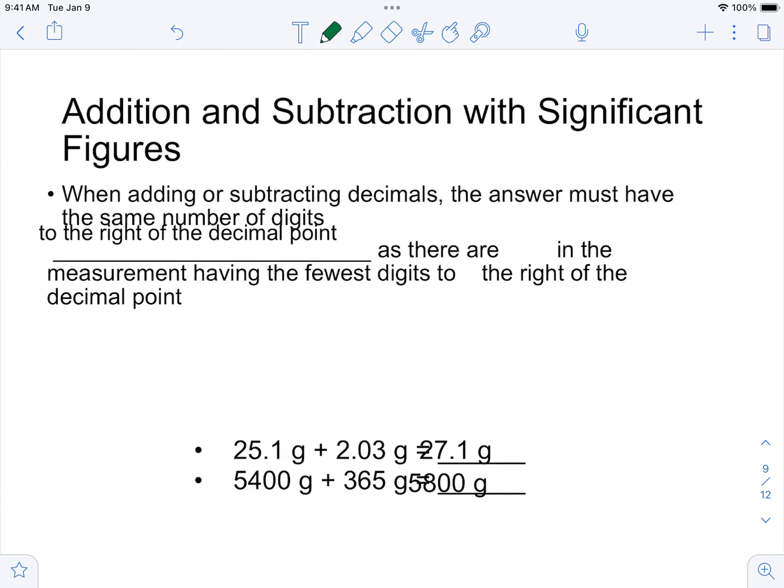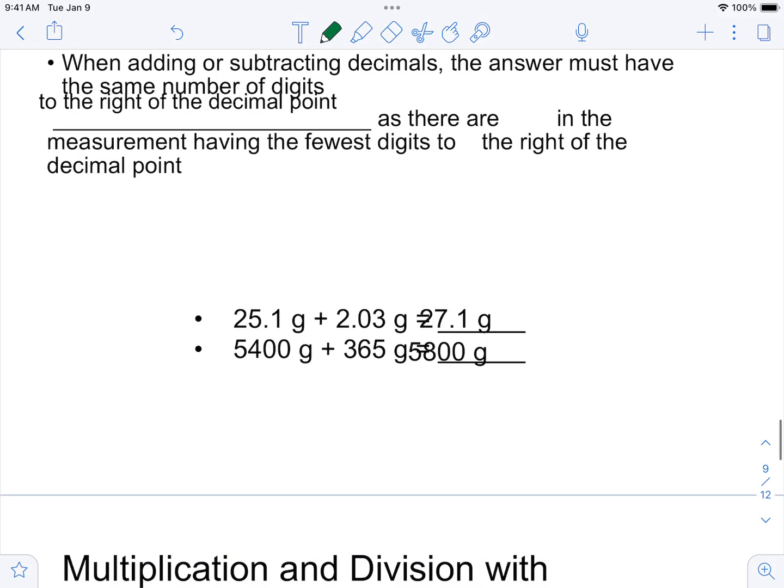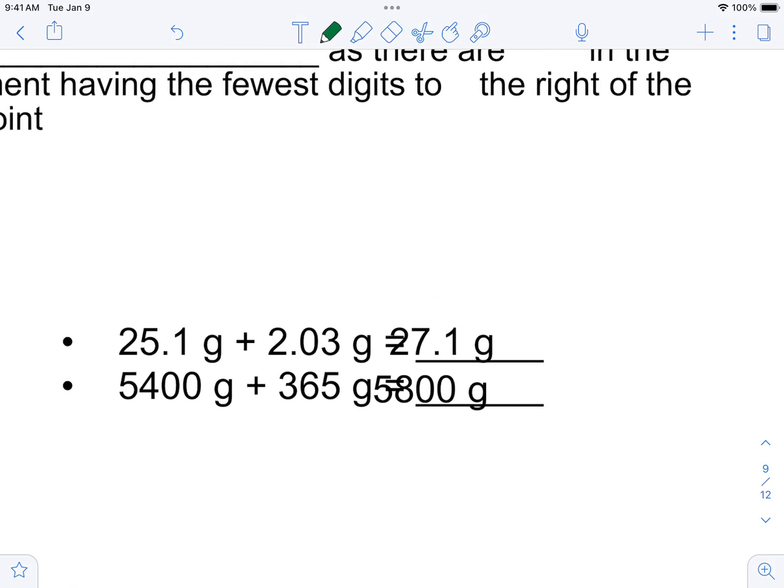Now there are 2 separate rules for operations. If you are adding and subtracting, you are looking to the right of the decimal point. So how I like to think of this, let's take this top example first. I'm going to rewrite it: 25.1 grams plus 2.03 grams. You want to type the whole thing in your calculator first.